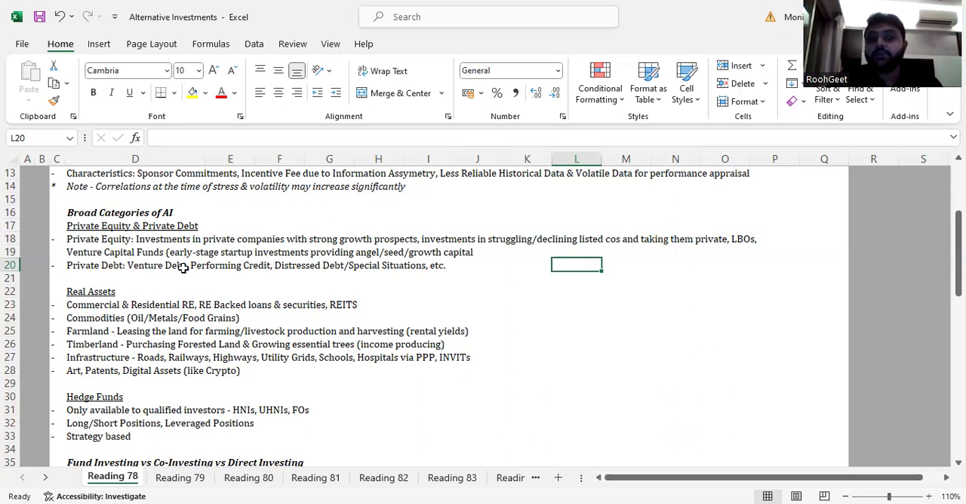So venture debt, generally in India, will cost 18 to 22, 23%. Performing credit will generally fall under 14 to 18%. Distressed debt special situations will again be somewhere in the range of 16 to 22%. Maybe sometimes even more, depending on a case to case basis, right?